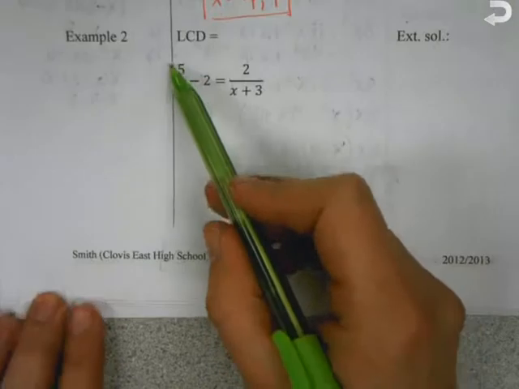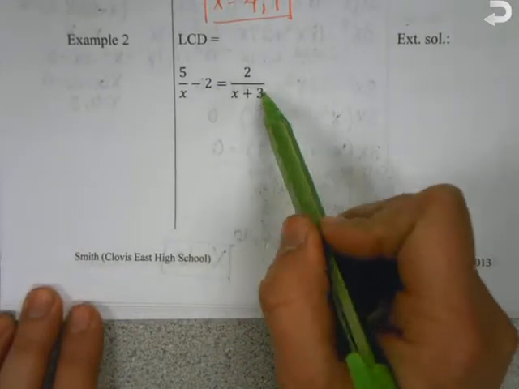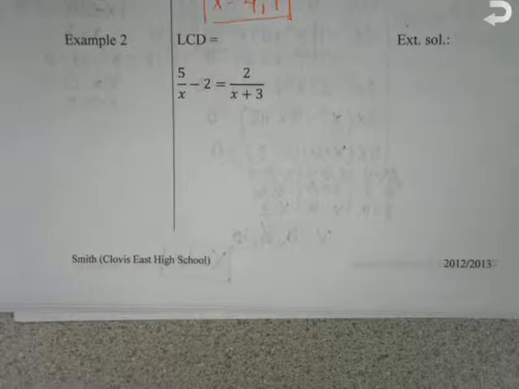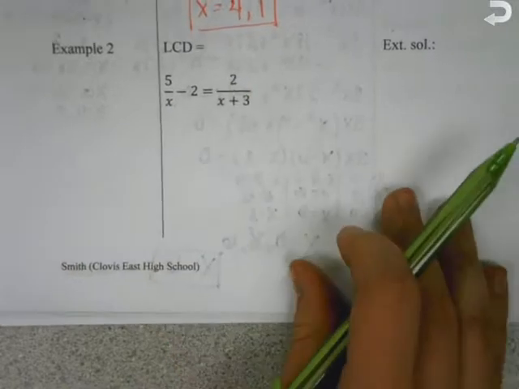Okay, guys. Example 2. 5 over x minus 2 equals 2 over x plus 3. Can I use cross multiplying here? No. So we have to use LCD. So look at all of your denominators. What would the LCD be?